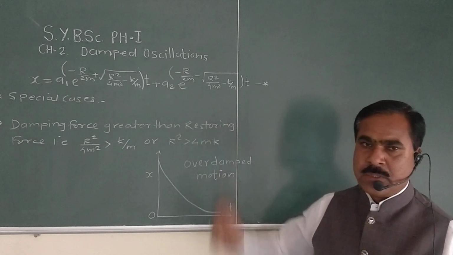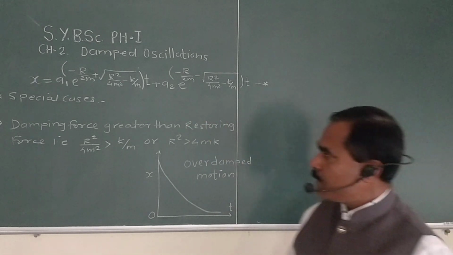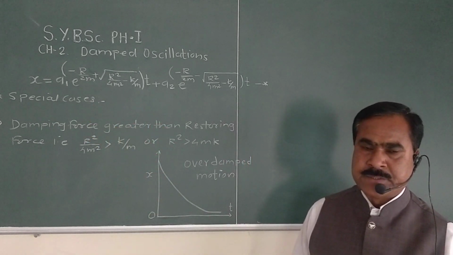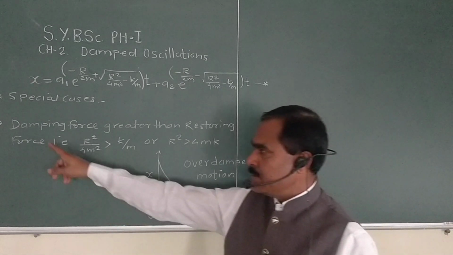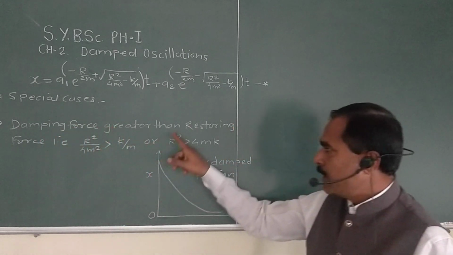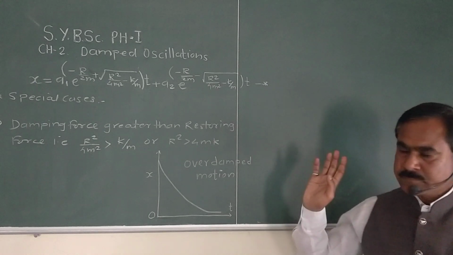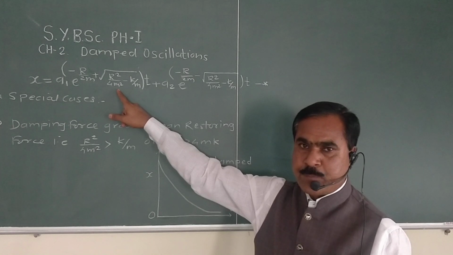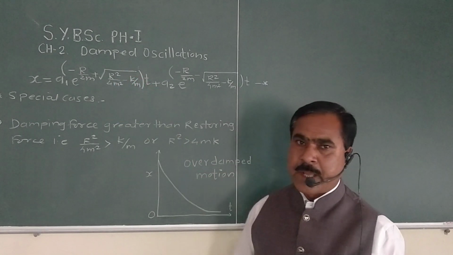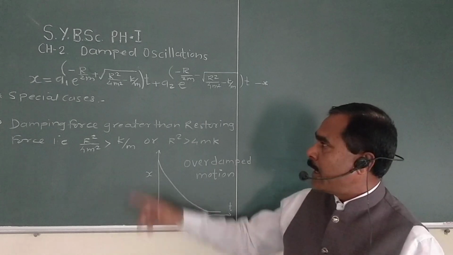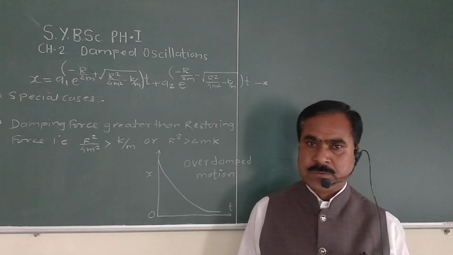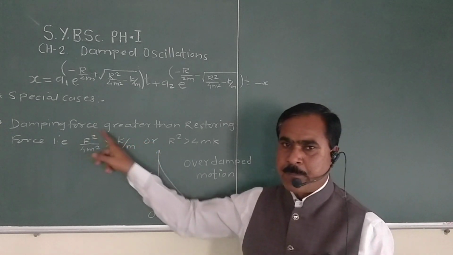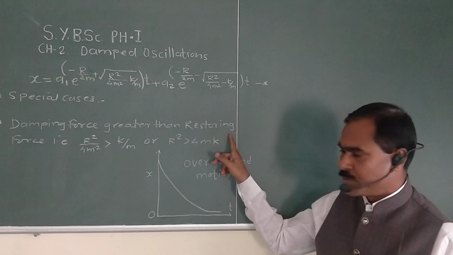Now next we consider the special cases. There are three special cases. Hence, first we study the first case, that is damping force greater than restoring force. Here in this equation, r square upon 4m square is the damping force because here r is the damping coefficient, and this k is the restoring force coefficient. So in the first case we have to study damping force greater than restoring force.